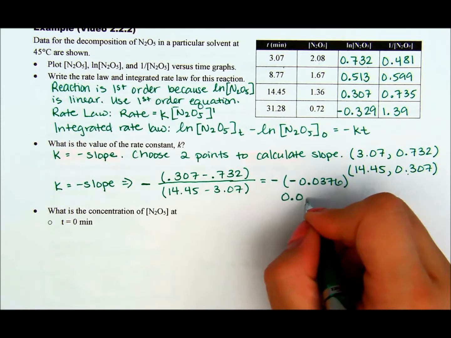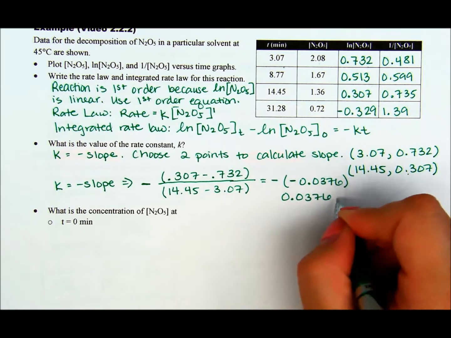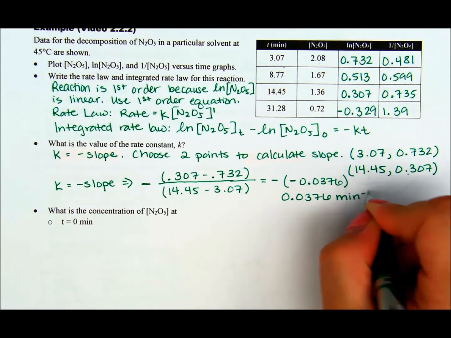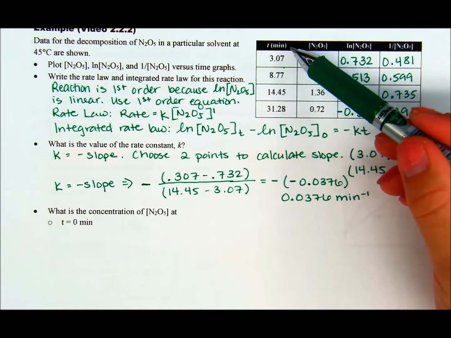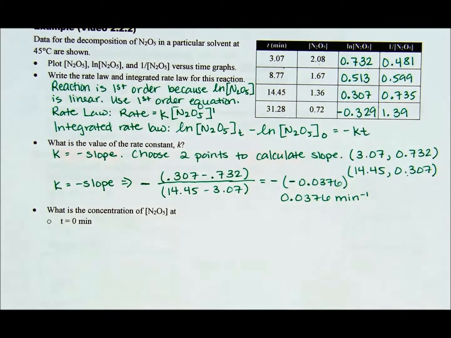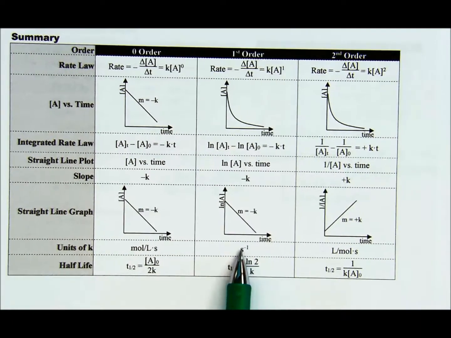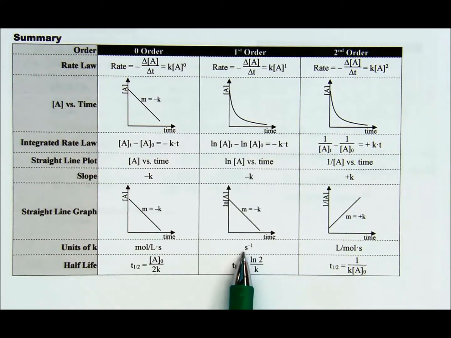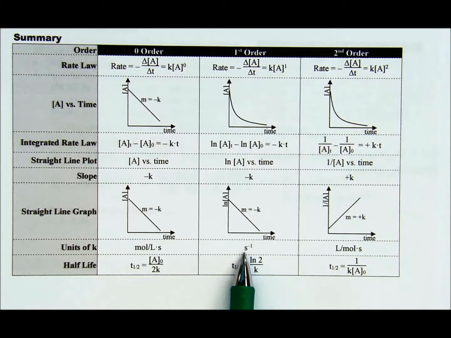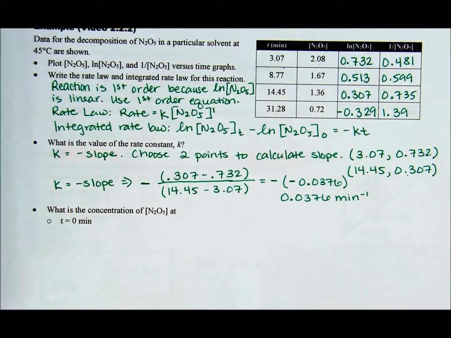So 0.0376 inverse minutes. Our time was in minutes there, so we're going to have inverse minutes for our units. If you're not sure what the units of K are, go back to that summary from the previous lesson. You'll see that it's inverse seconds, but we're given minutes, so we're going to cancel out seconds and just write minutes.